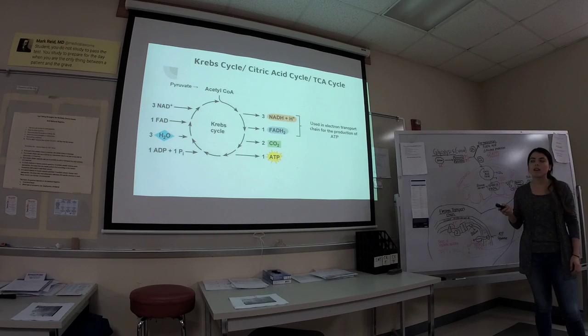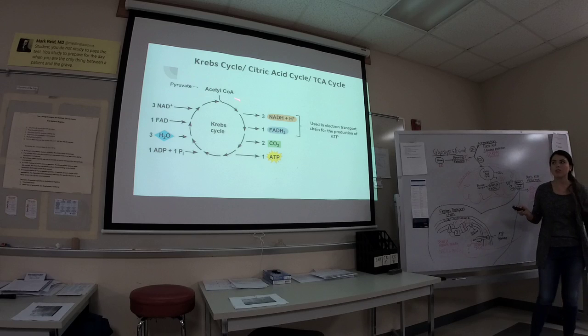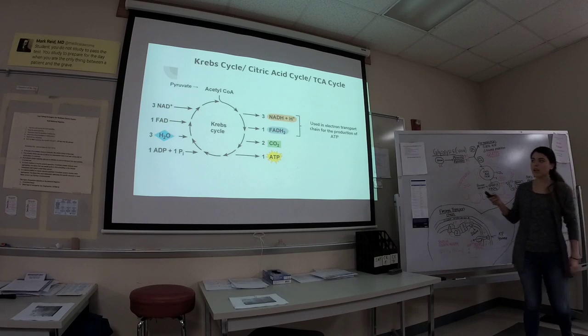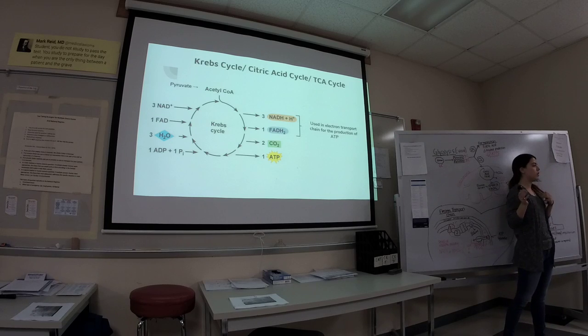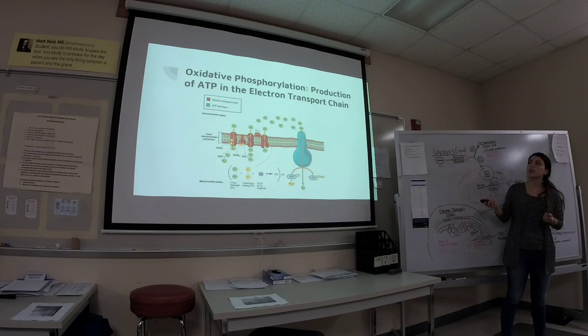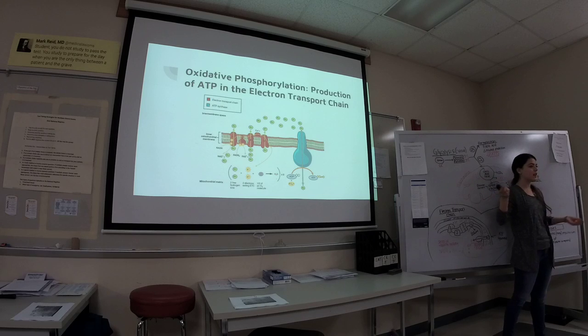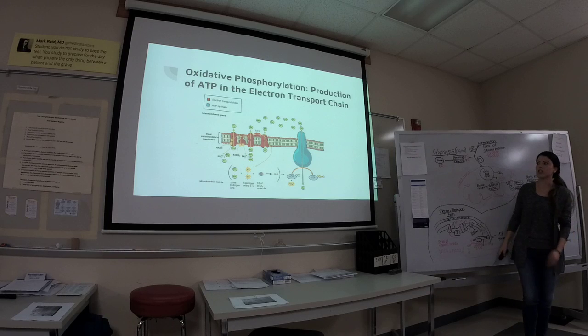And that pyruvate eventually is going to turn into acetyl-CoA. You don't really have to know this, but it goes through this cycle of breaking carbon bonds, and eventually you'll end up with more electron carriers, carbon dioxide, that's the carbon dioxide we produce, and then 1 ATP. And so I'm talking about these electron carriers because this is really important for the electron transport chain, or oxidative phosphorylation, which I said means that ATP is being produced in the electron transport chain.